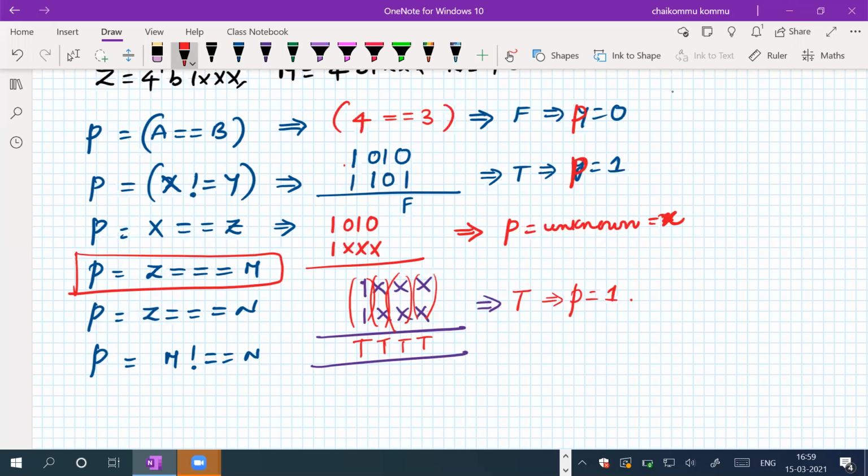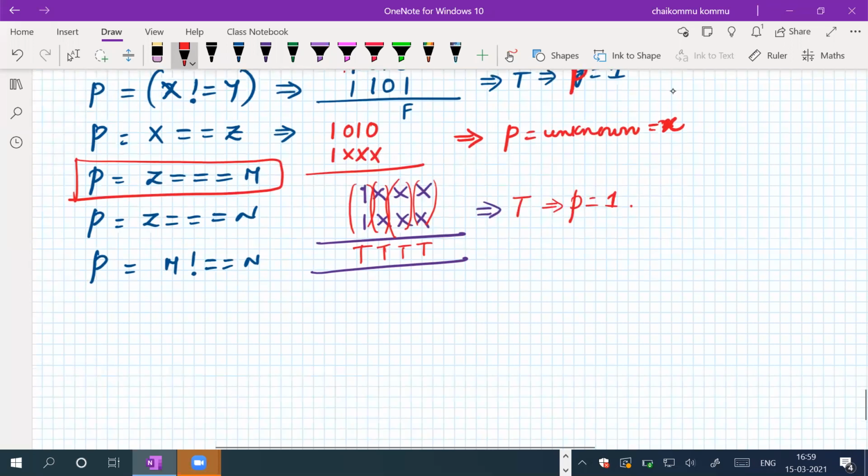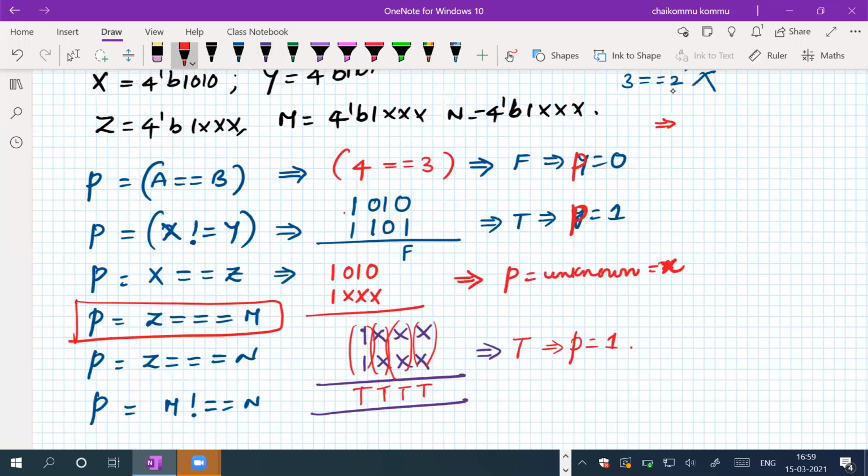Okay, so that's it. So what about M not equal to 0? What about the next one? For example, here I'm doing M, what is M? 1xxx. What about N? 1xxx. Okay, what is the value of this one? Both are equal, is it true? Then all are true. But we are asking for not equal or not. Therefore, it's false. Therefore, P is equal to 0 will be assigned to this one, because that's true actually, but it's asking for false or not.